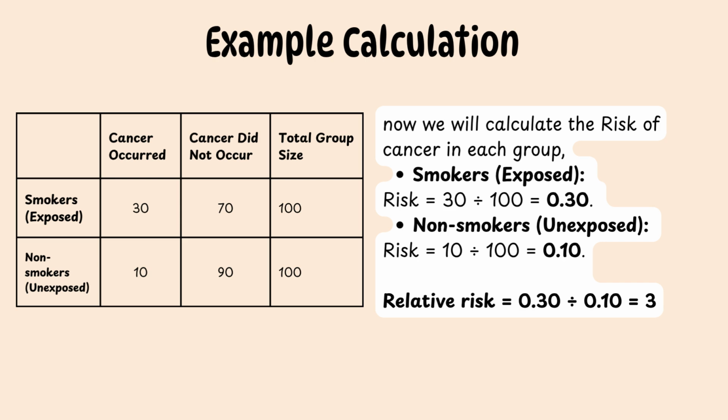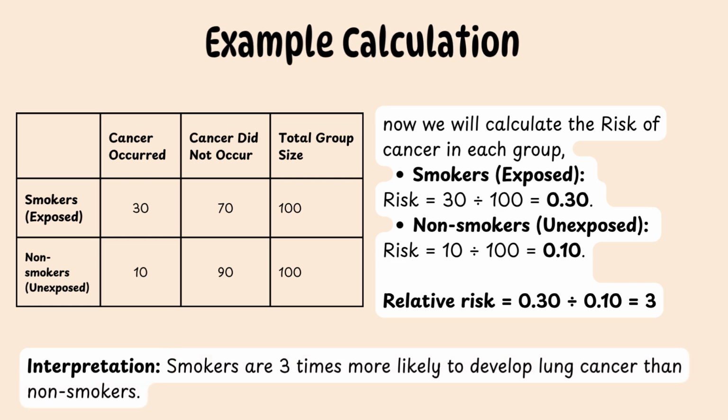Relative risk is calculated as the risk of cancer in smokers divided by the risk of cancer in non-smokers. The relative risk calculated here is 3. Interpretation of this answer is that smokers are 3 times more likely to develop lung cancer than non-smokers.